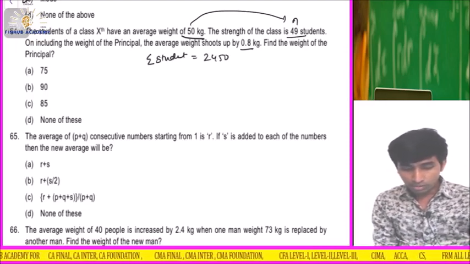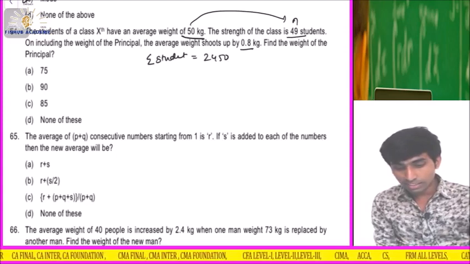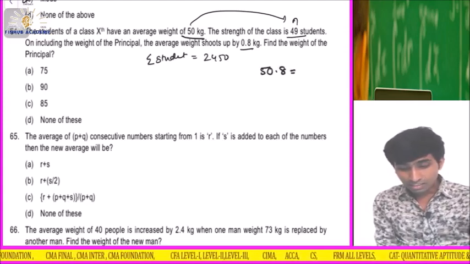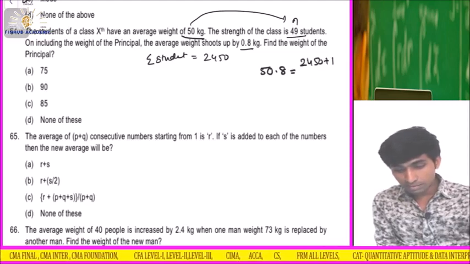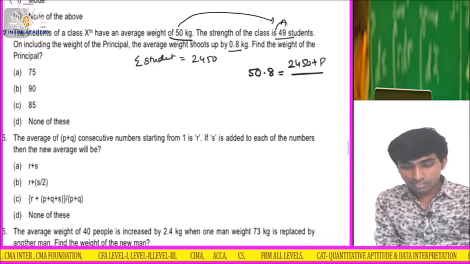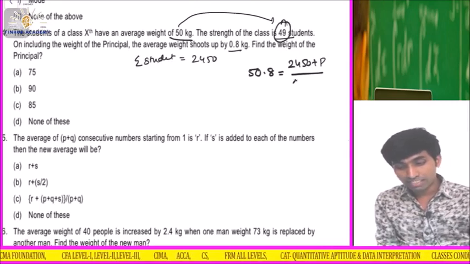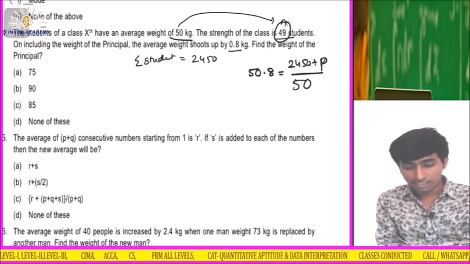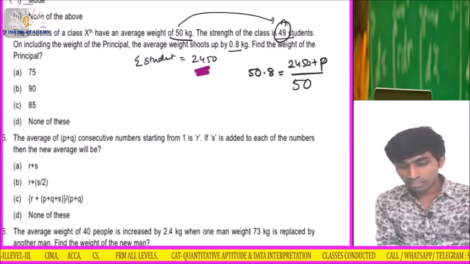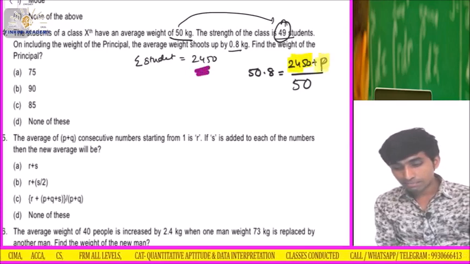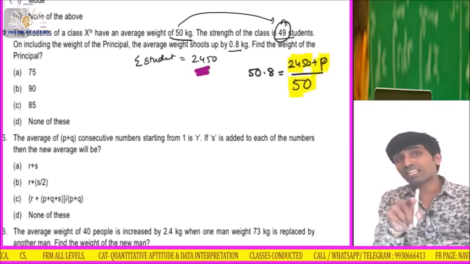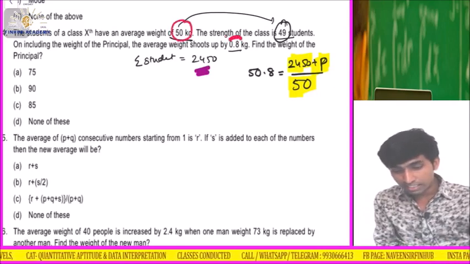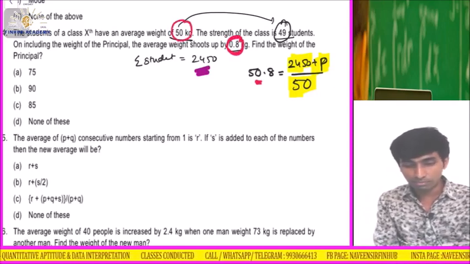Okay, now the average goes up by 0.8, means the new average is how much? 50.8 new average. Okay, students were 2450 plus principal, divided by students, 49 plus 1, when you include the principal, it is 50. So whose weight is missing? The principal. Understand? Students' weight is 2450. I add the principal's weight, then divide by not 49 but students plus principal, 50. The average was 50 initially, it went up by 0.8. So new average is 50.8.